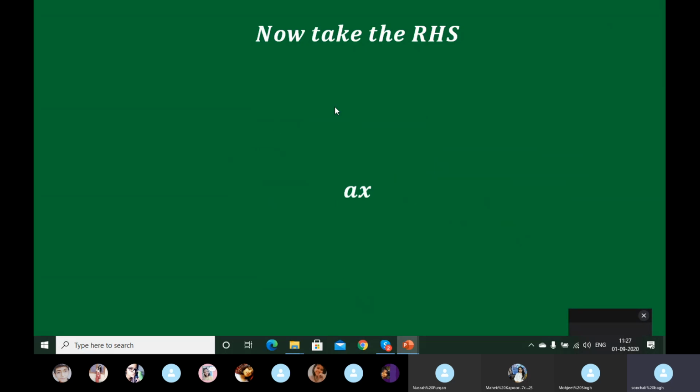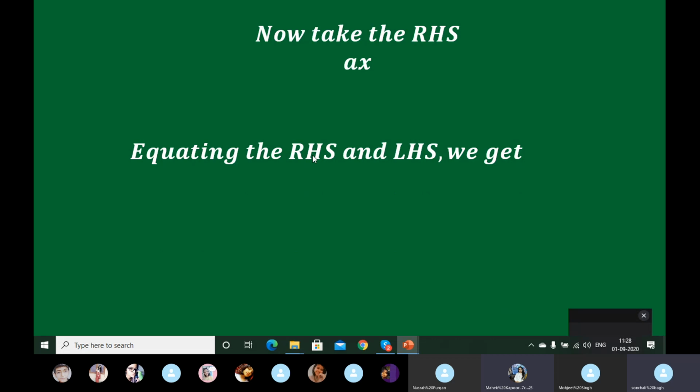See, RHS is already solved. Can we solve it further? No, ma'am. So we will equate the RHS and the LHS. So what we got? Minus 2x equals ax. We have to find the value of a in ax equals minus 2x. We will take this x to the LHS side. Since it's a multiplication, it will become division.